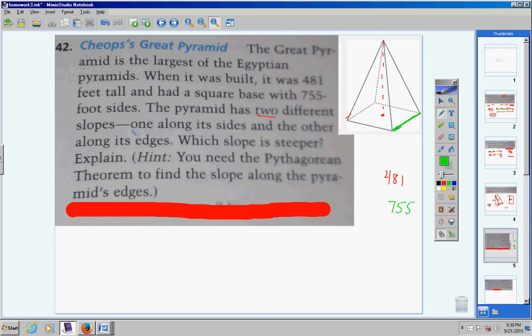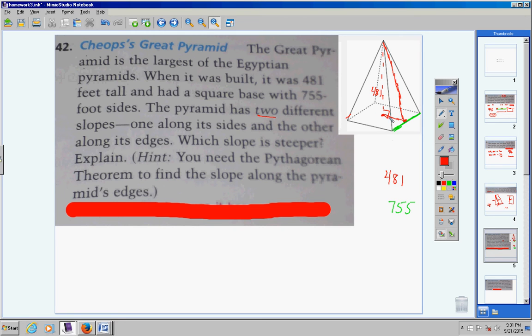So there we go. We're going to have to find the slope of the edge and the slope of the side both. So here we go. Let's start off finding the slope of the side right here. Now the best way to do that, like you've learned, is to use rise over run. Got it? So if I connect this point here to this point here, I have a right triangle. Now, I know the rise already. Remember, this red dotted line is 481. So my rise is 481.